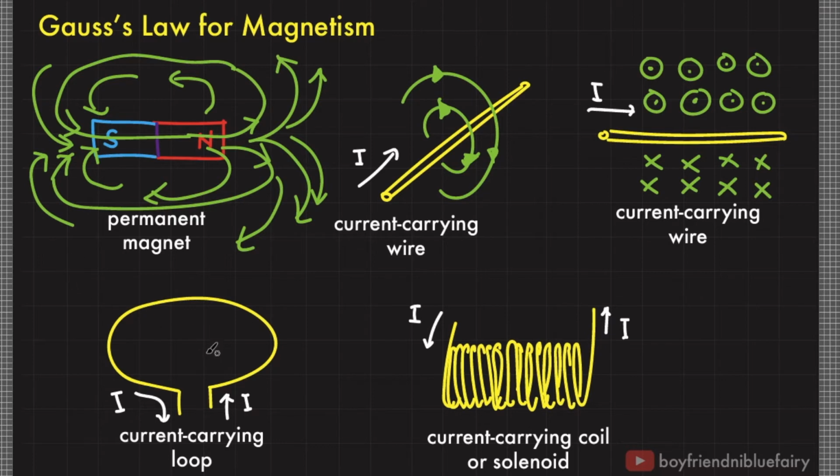So next, what if we have a current carrying loop? So the current enters this part of the wire and then moves this way. So if I try to draw the magnetic field lines, I'll just use this setup, but since it circles around, it looks like this.